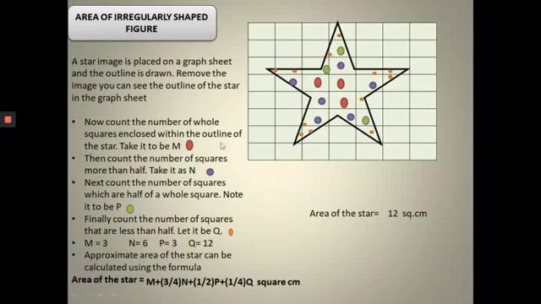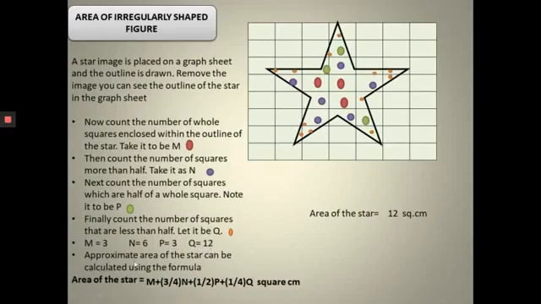Here I have counted. This red circle represents the whole squares. So I have 3 whole squares. I have taken it to be m. So m is equal to 3. Then count the number of squares more than half. Take it as n. Next count the number of squares which are half of a whole square. Note it to be p. Finally count the number of squares that are less than half. Let it be q. So we have to mention like this: m is equal to 3, n is equal to 6, p is equal to 3, q is equal to 12.